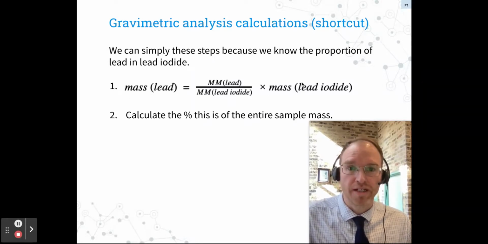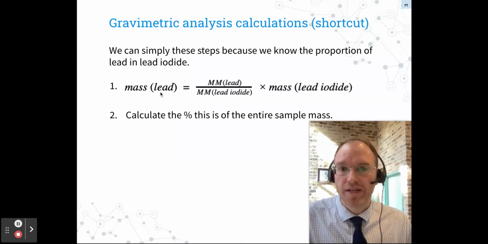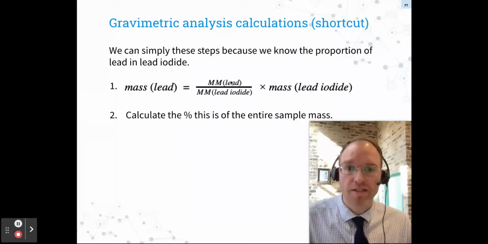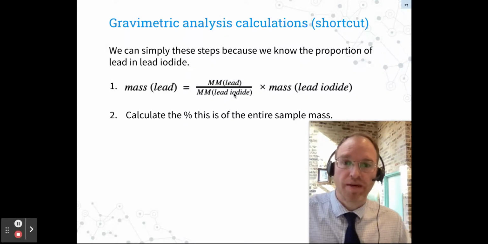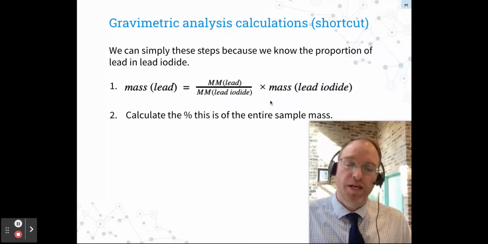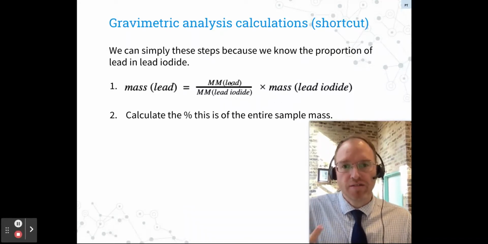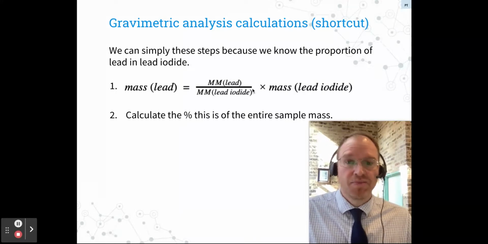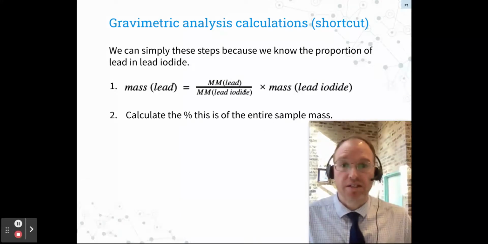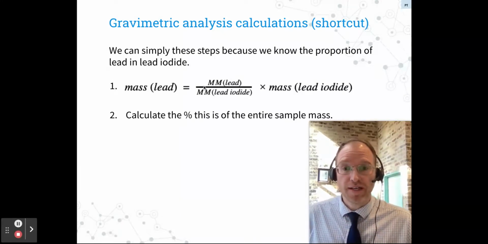If you know your mass of lead iodide, the mass of lead is just the molar mass of the lead divided by the molar mass of lead iodide times your mass of lead iodide. Right? It's just a ratio. How much of the lead iodide is lead? You multiply that by the mass of lead iodide. So that's a much simpler way to do it if you can follow that.